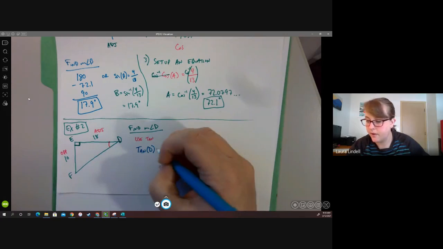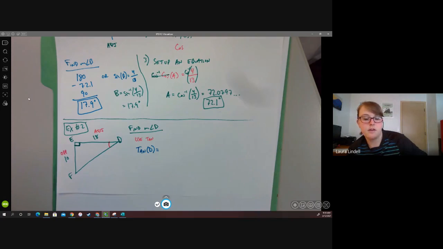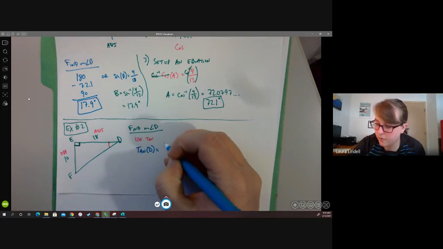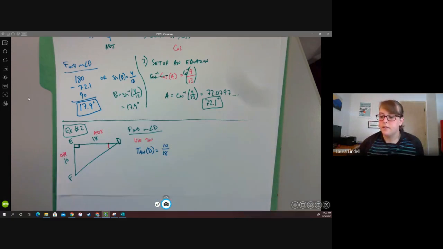You started off with tangent of angle D. You're on the right track. And then what's it going to be equal to? Is it 10 over 18 or 18 over 10? What do we think? Well, for dealing with opposite over adjacent, yeah, 10 over 18. Awesome, Marissa. Tangent of angle D is 10 over 18 since that's opposite over adjacent.